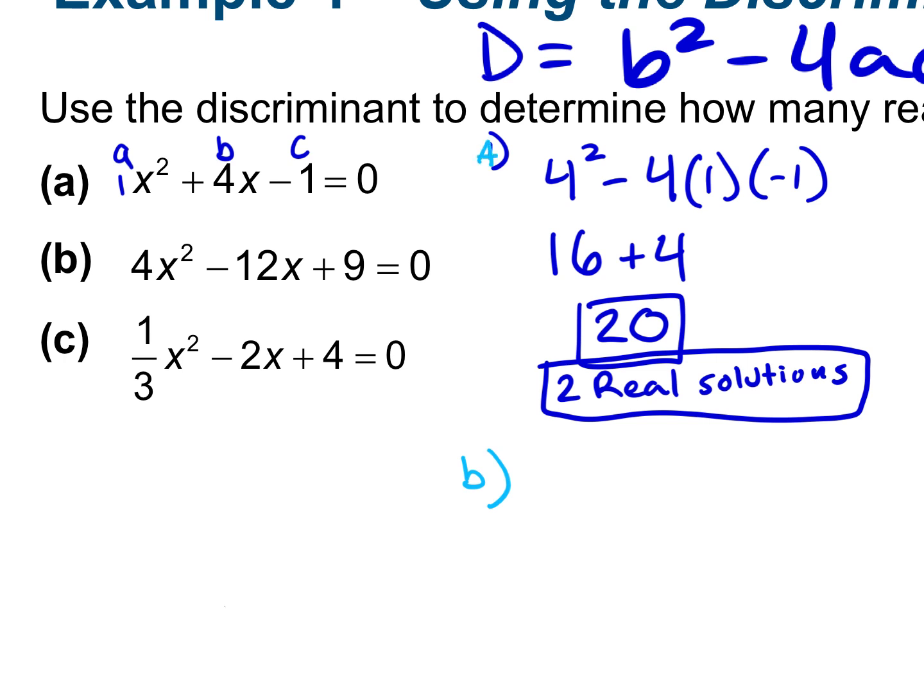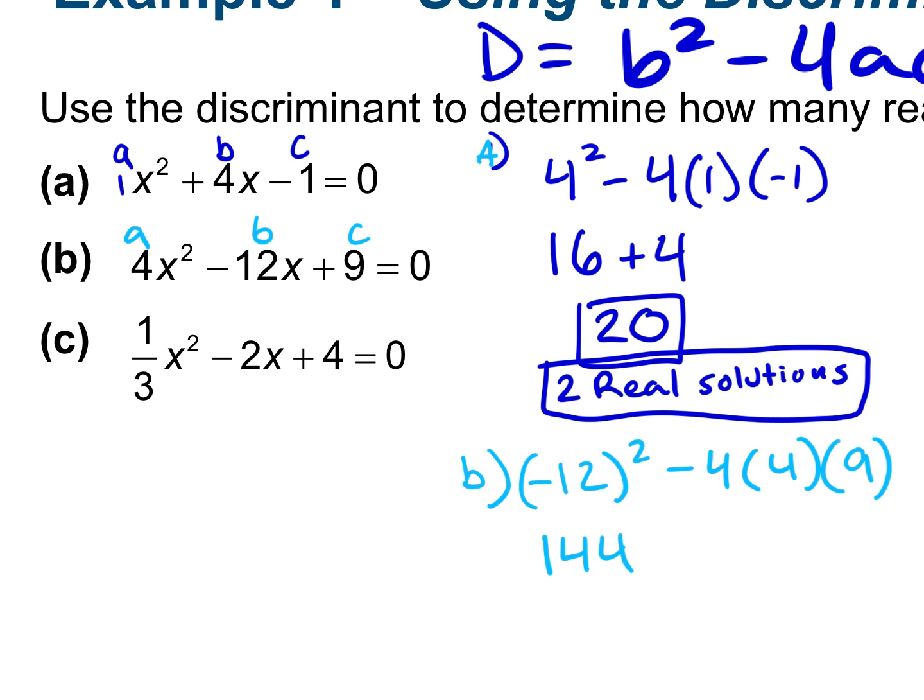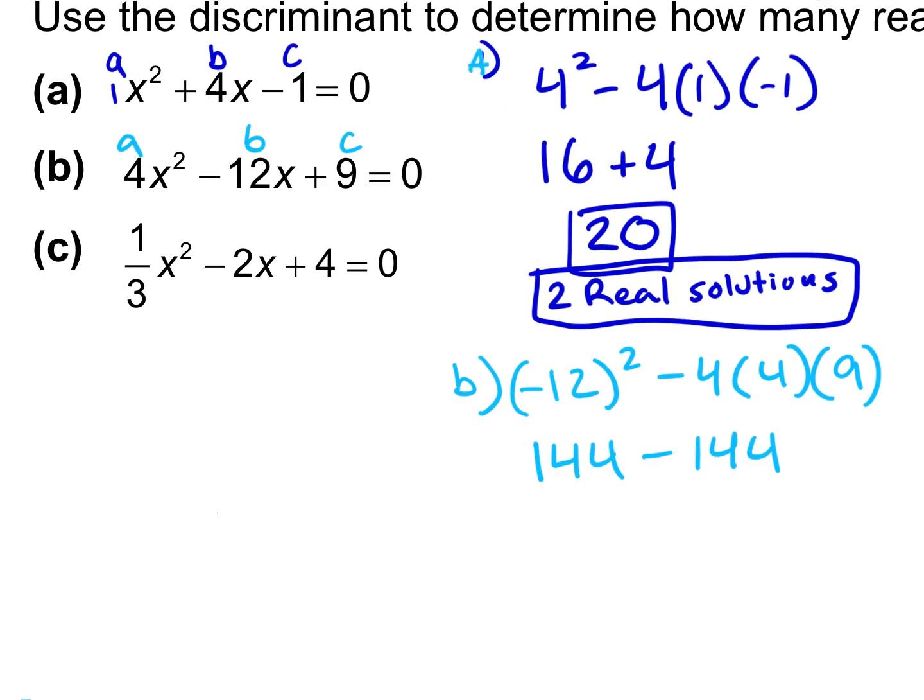0. What are we doing with 0? Well, let's work it out. What's our A? 4. B is? Negative 12. And C? 9. Let's plug it in. So negative 12 squared minus 4 times A, so 4 times 9. Negative 12 squared is 144. Negative 4 times 4 times 9 would be negative 144. Awesome. And 144 minus 144 is 0. So our discriminant is 0.